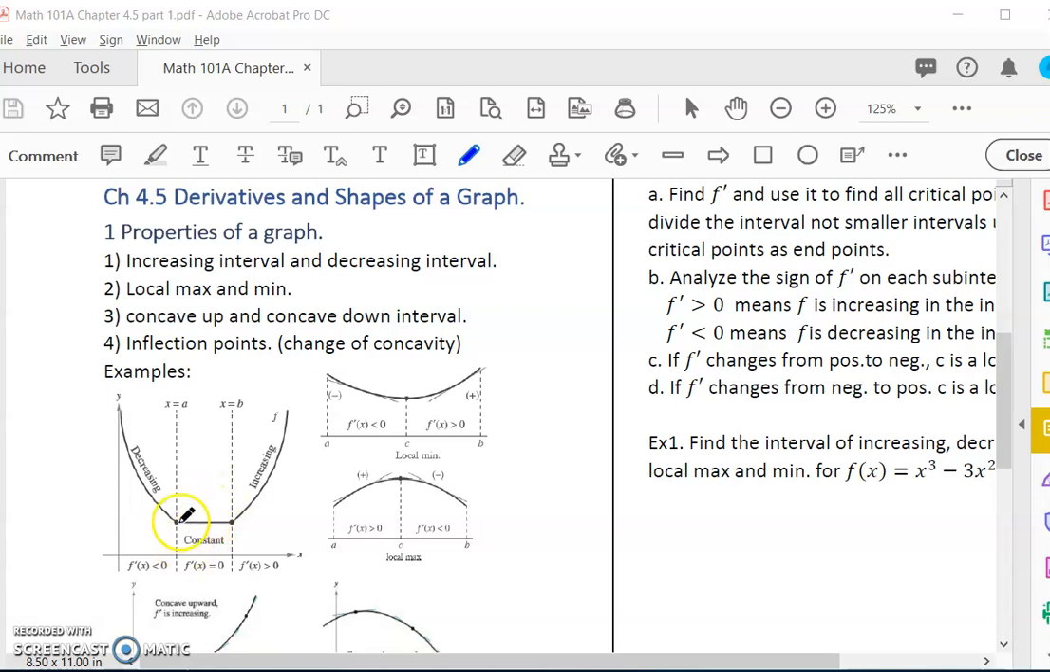Hello, calculus students. This video is for chapter 4.5, part 1. We're trying to use derivatives to understand the shapes of a graph without actually graphing.